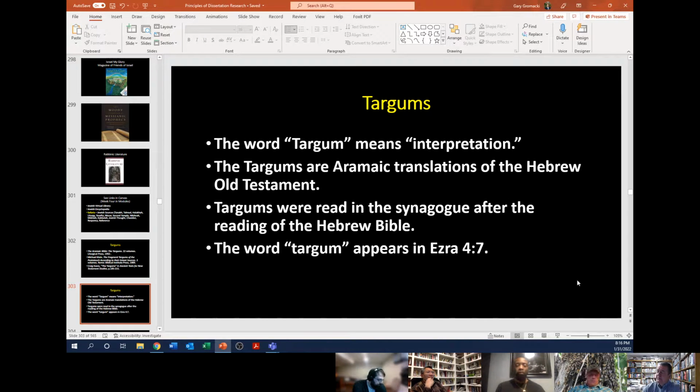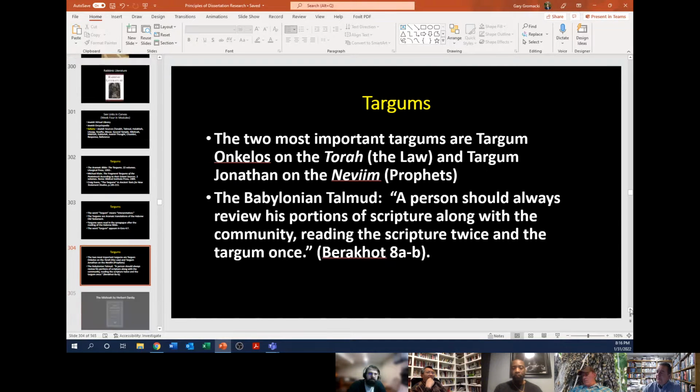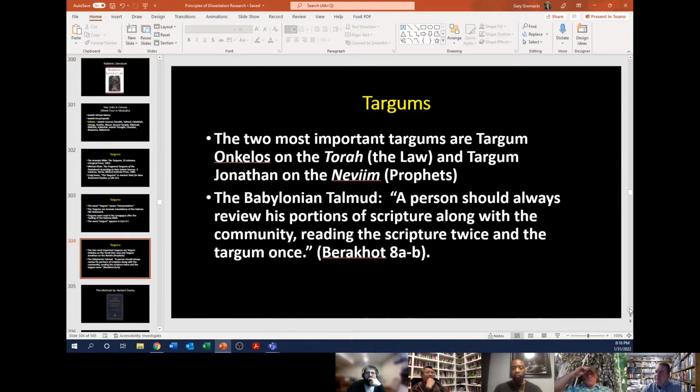So the word Targum appears there, Ezra 4:7. Two most important Targums: Targum Onkelos, which is on the Torah, and Targum Jonathan on the Nevi'im, which is the prophets. The Babylonian Talmud says a person should always review his portions of Scripture along with the community, reading the Scripture twice and the Targum once.